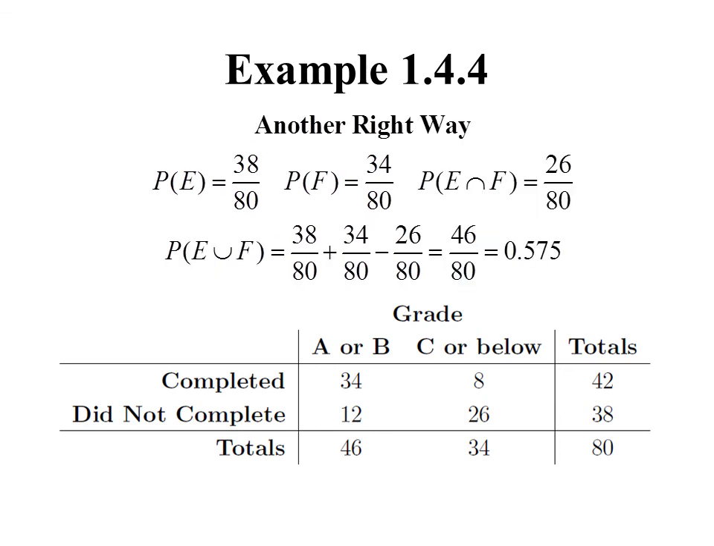So another right way to do it is to use the addition rule, where we calculate these probabilities P of E and P of F just like we did before. But then we also need to calculate the probability of the intersection. So we take 26 students who did not complete and got a C or below, divide that by 80, and then we add and subtract to get 46 over 80, which is 0.575, which is the exact same answer we got using the theoretical approach.